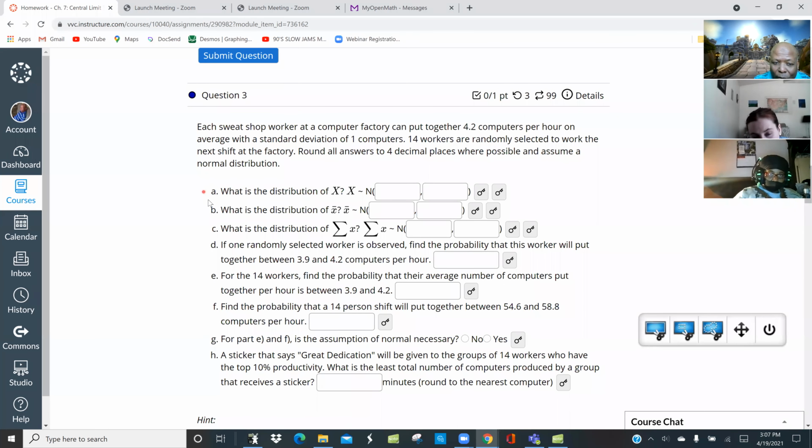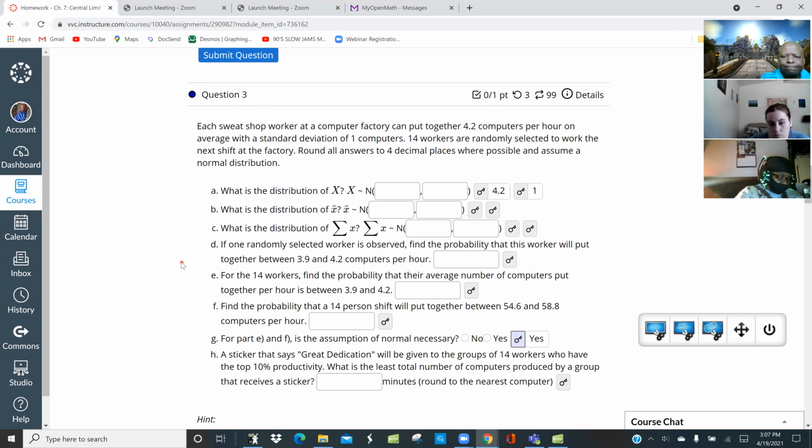You have 3 normal distributions here. The one is already given to you, 4.2 and 1. Then modify the other 2. But this is going to be a no. This is going to be a yes, because you have how many? You have 14 workers only. Now look at part H.